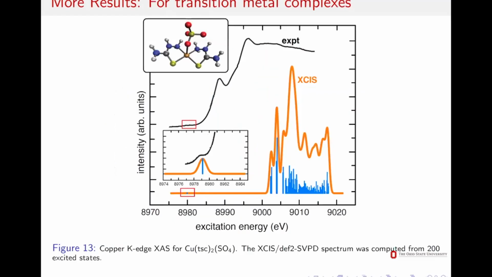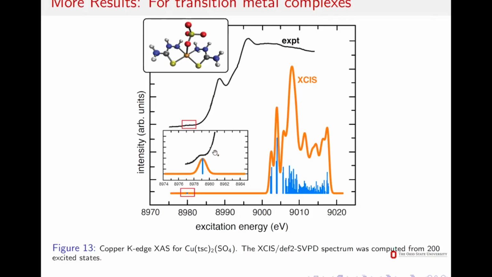Okay, so more results for transition metal complexes. We tried another example, called copper semicarbazide. It has a copper d9 system, so only one singly occupied d orbital. When you try to excite an electron, it will go from 1s to the 3d9 orbital, so that feature is very small in experiment.